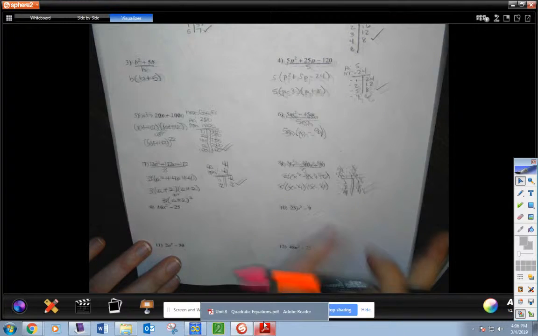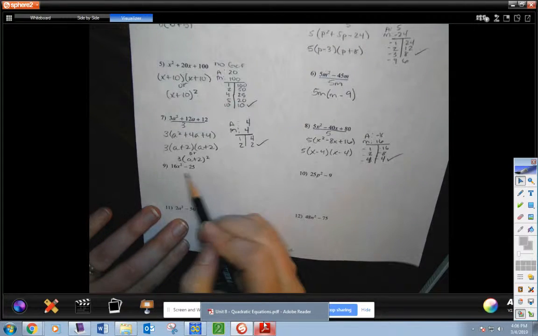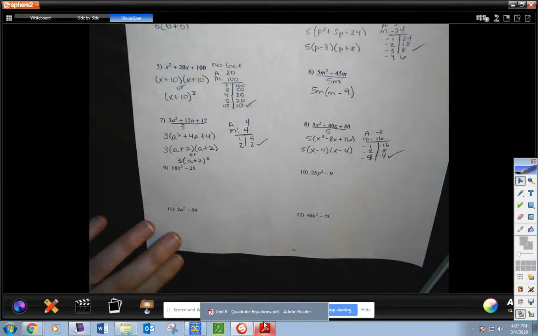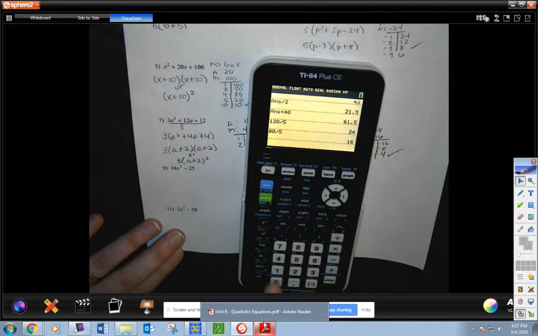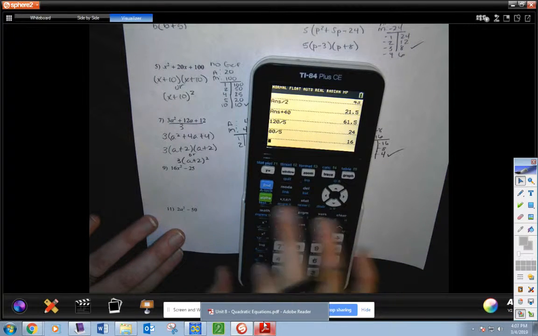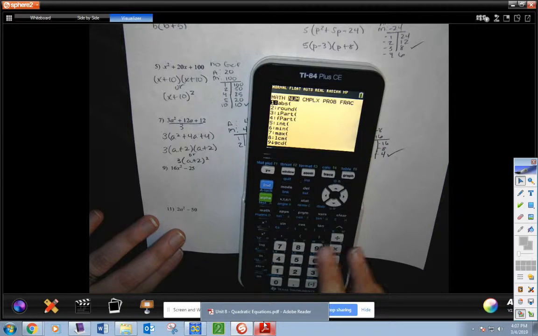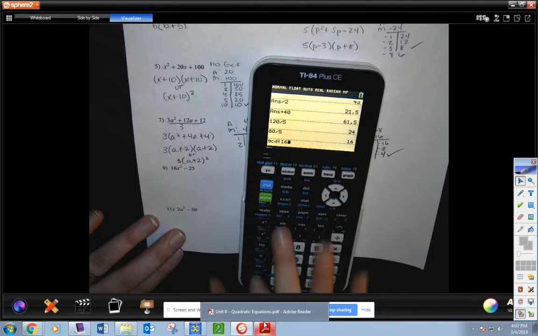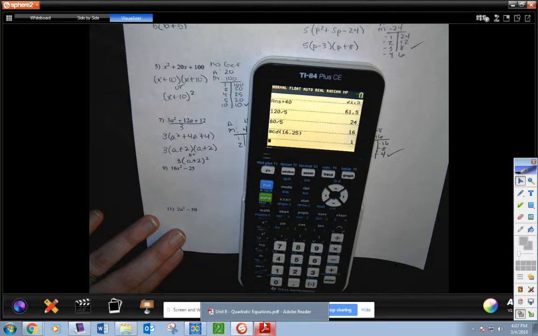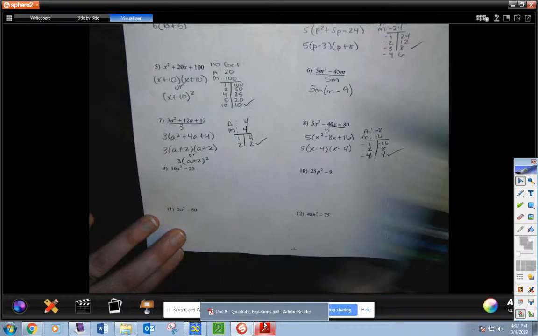Okay, from here, that's my answer. I'm going to move to number 9. Okay, I have 16x squared minus 25. Those two numbers, I don't know. 16 is a big number, so what I'm going to do is go over to math number 9. I'm going to put in 16 and 25 just to see if there's a GCF, and it gave me 1, so there's not a GCF.